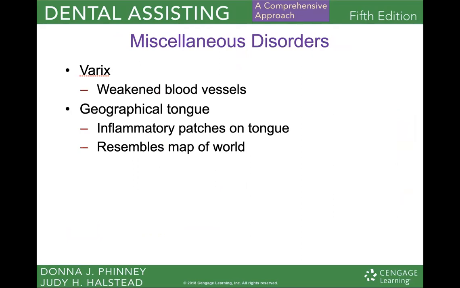Barrett's is a condition primarily seen in the elderly. The normal blood vessels become weakened and extended here. Geographic tongue is found in less than 2% of the population. And this is where we have inflammatory patches on the tongue that resemble the map of the world.